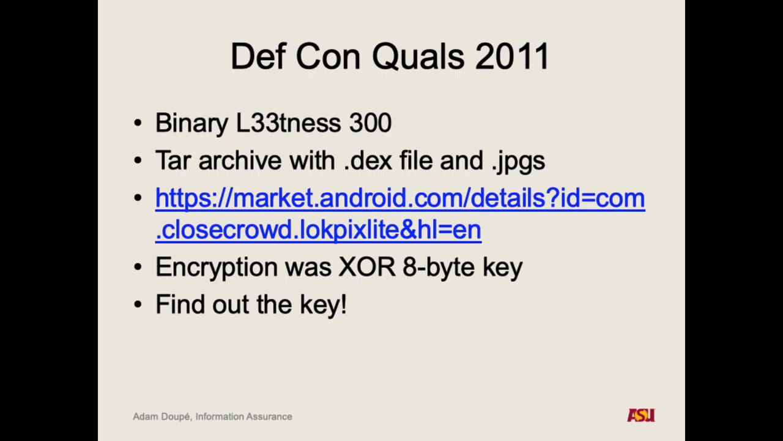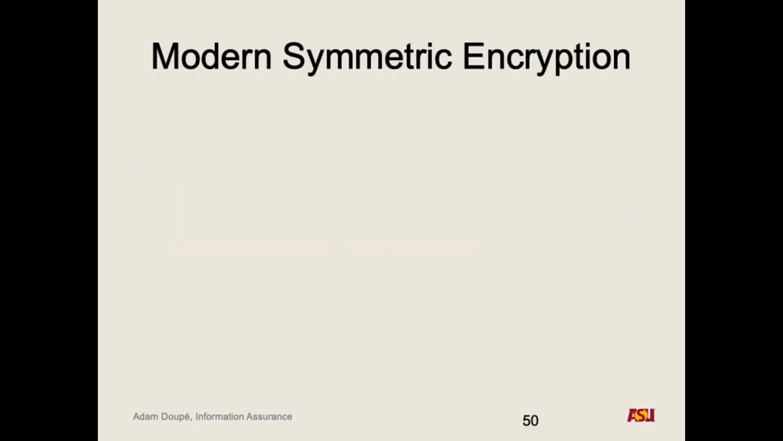But this is a really crappy crypto system that's probably still being used by this Android app. I didn't look at it. So if you're not paying for it, you're getting really crap encryption. This shows that people do implement their own crypto systems that can be very easily broken. As you're learning, this brings us to today's modern symmetric encryption.